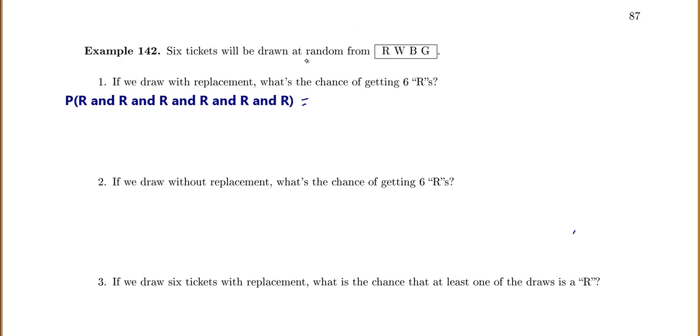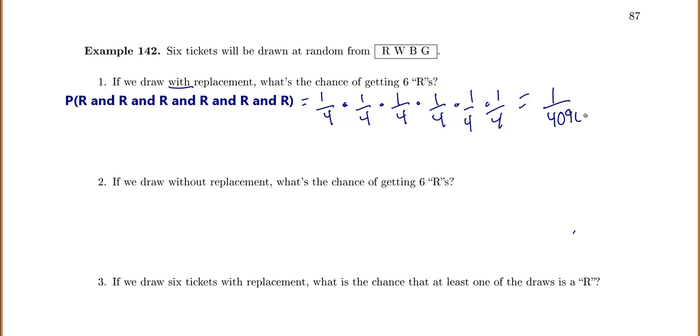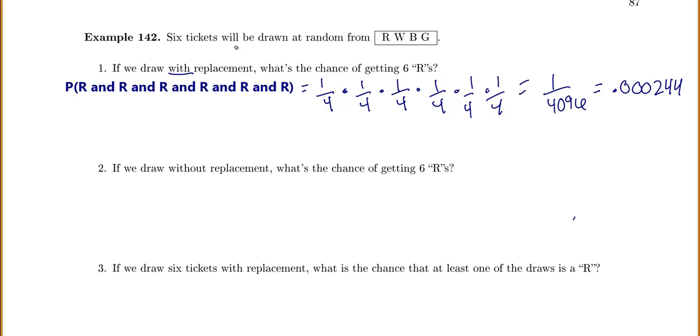So what is this going to give us? Notice we're doing it with replacement this time. So the probability of getting an R is 1/4. Then I put it back, so now I want to get another R. That probability will still be 1/4. And I put it back, so the probability of getting my next R is 1/4, 1/4, 1/4, and 1/4. This gives me 1 out of 4,096, or 0.000244. So very small chance.